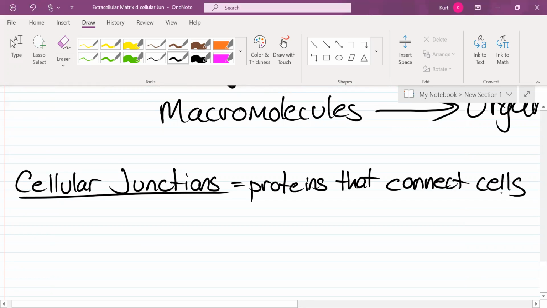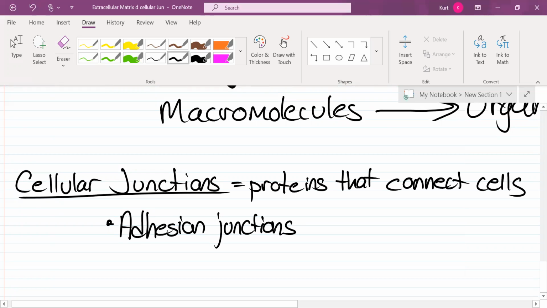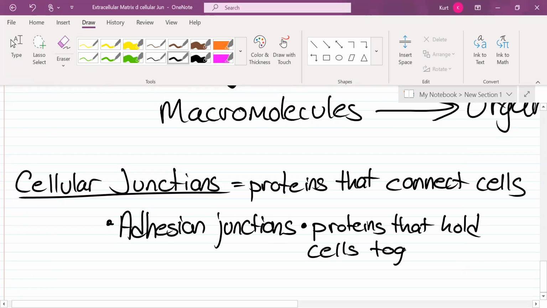Now, there's a few types of cellular junctions and the proteins they're in. First one is going to be called adhesion junctions. Adhesion junctions are kind of like the parts of a jacket that snap together to close the jacket. These are going to be proteins that hold cells together.